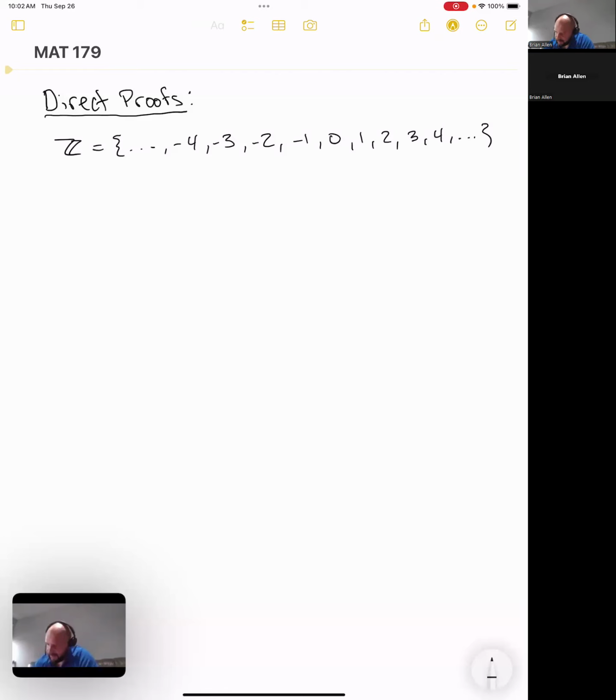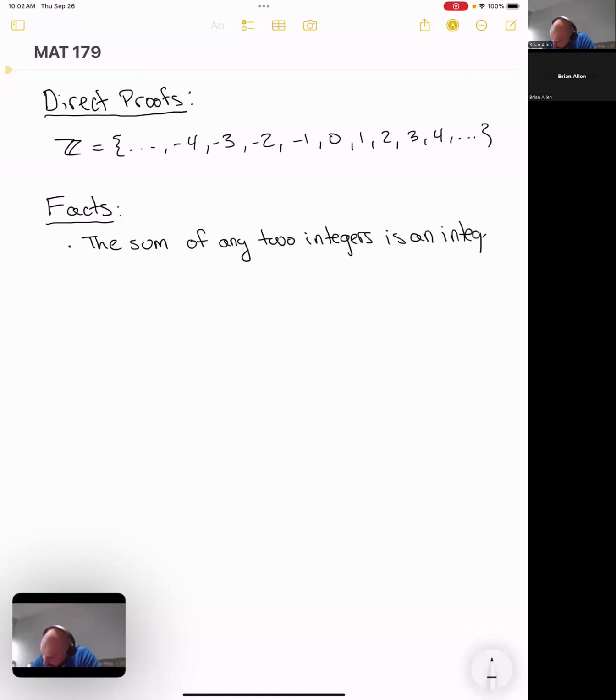And we need some basic facts about the integers, which we're just going to take for granted in this class. So I'm going to list out some facts here. First of all, I'll write them out in words, and then we'll write them out in symbols. So the sum of any two integers is an integer. Perhaps not too surprising. You can play around a little bit and see that that's the case. This is not the kind of thing we're going to prove. We're just going to take this for granted.